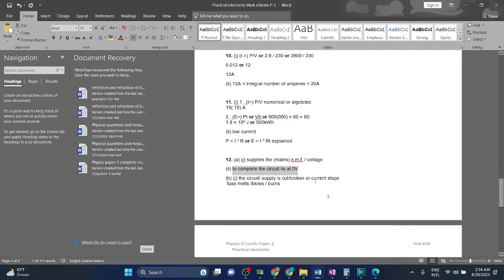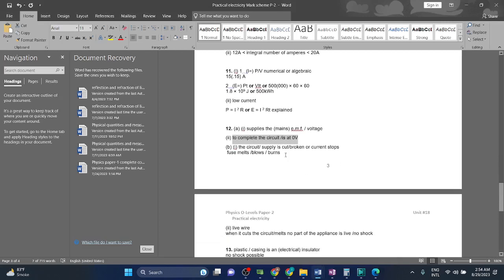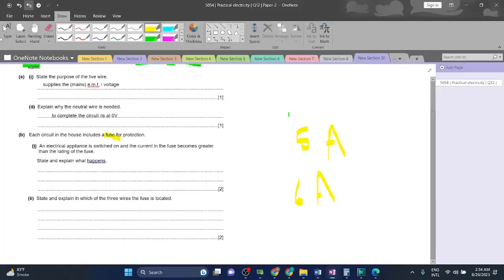The circuit supply gets broken and the current stops, the fuse melts and burns. So what does the fuse do? It separates the whole circuit and the power has been cut off. Stops current. Okay? State and explain in which of the three wires the fuse is located.